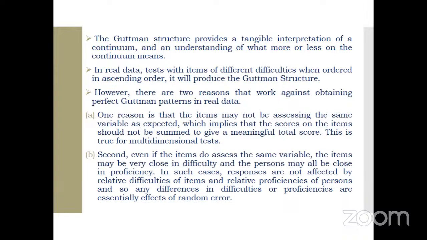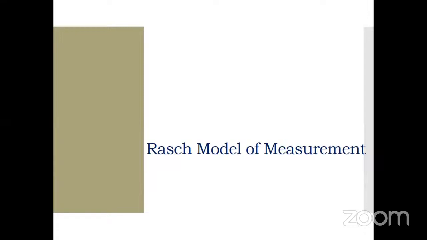But the only thing that mattered was that after this, psychometricians were able to form a tangible interpretation of the continuum, what it actually means. Okay, so this Rasch model of measurement actually was derived from this Guttman structure. So it actually formed a bridge between the classical test theory approach and the IRT approach. Okay. So Rasch model, as we know, was the first IRT model that was proposed back in, I think, 1960s.